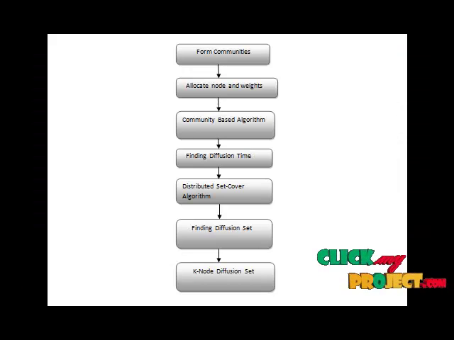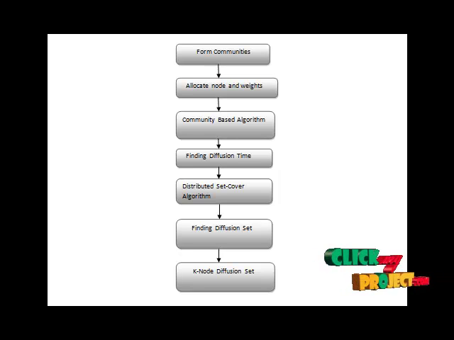In the data flow diagram, first of all, we have to form communities. For each community, we consider 20 or 30 nodes. Here we form two communities, then allocate the nodes and the weights for each node in each community. In the community-based algorithm, we consider the design of information diffusion in the mobile social network. The concept of social relations should be exploited. We design a community-based heuristic algorithm.